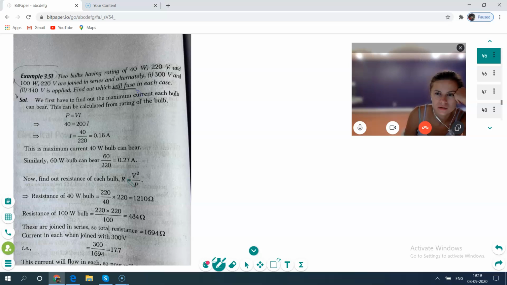Yes. First thing you should find is the resistance. Resistance, okay. Resistance in each bulb. Can you tell me? Can you find out?